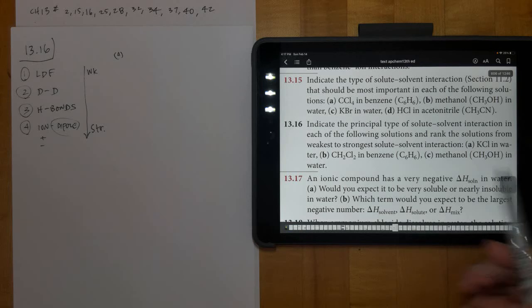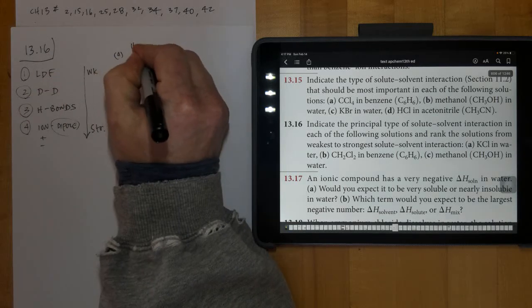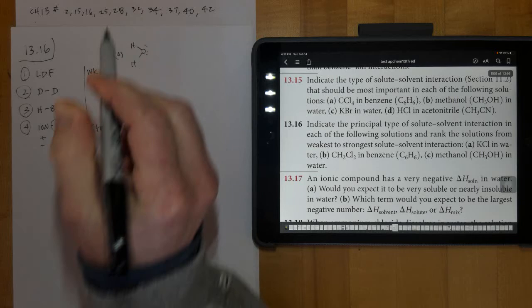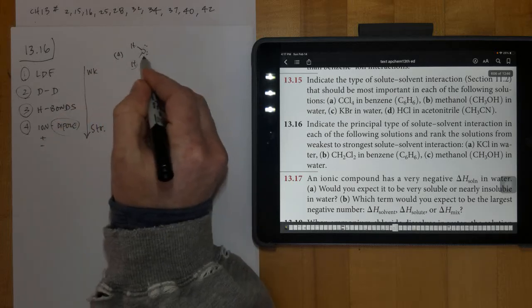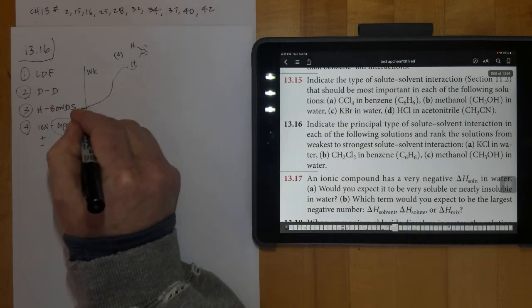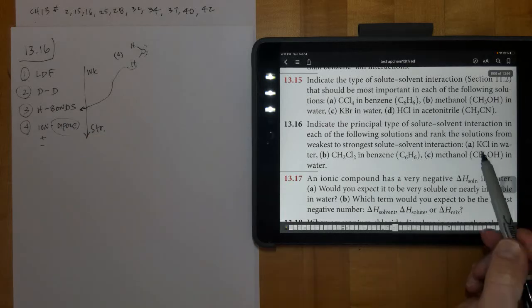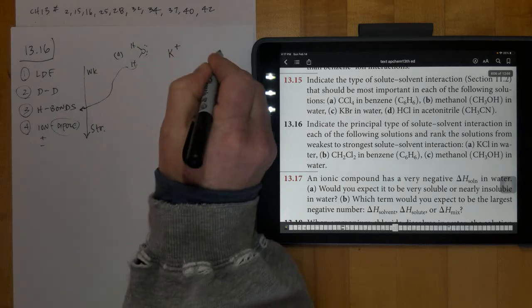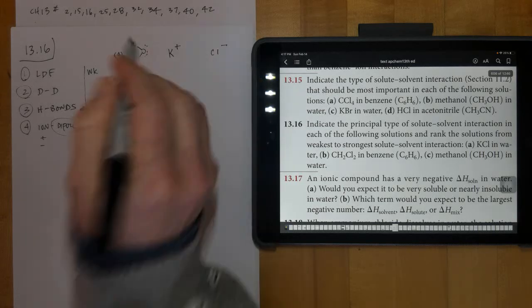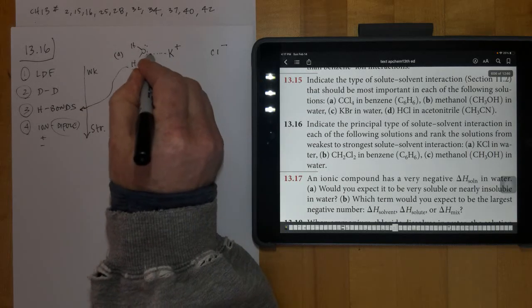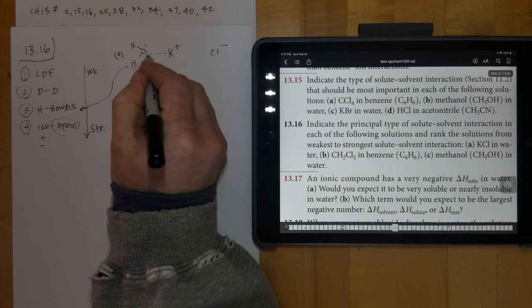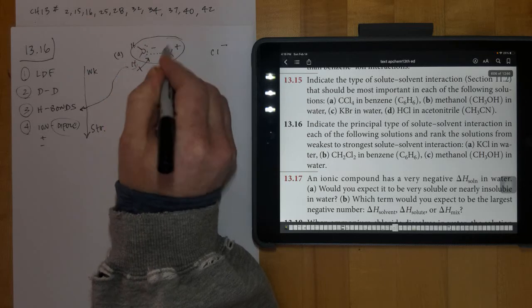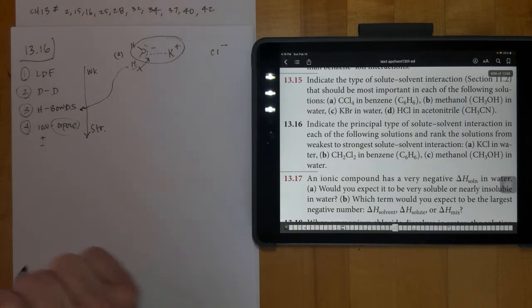So KCl in water, so water is HOH like this, and you can see that there is an H connected to an F, O, or N, and so this is going to have hydrogen bonding capabilities. And then it says KCl in water, and KCl would break up into K plus and then Cl minus. The plus right here would be attracted to the negative end of the dipole moment of the water, so there would be an ion-dipole interaction going on there.